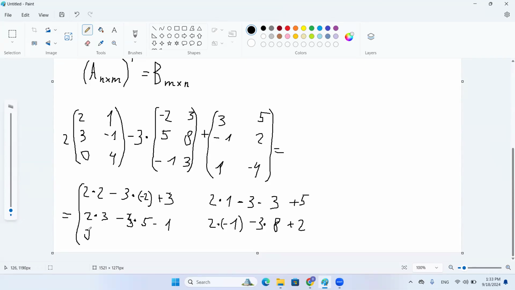We'll skip 0 actually. Okay, well, let's leave it for now. Minus 3 by minus 1 plus 1. And the last element, 2 by 4 minus 3 by 3 and minus 4. Okay, and what is the result? Let's calculate together.